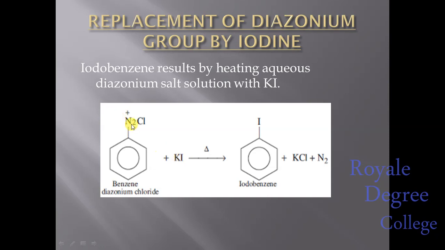This N2 group is coming out from benzene diazonium chloride as nitrogen gas, and Cl is coming out from this side reacting with potassium of potassium iodide, and we are getting the side product potassium chloride. Okay, and in place of N2 plus Cl minus, iodine is substituted, so we are getting iodobenzene.